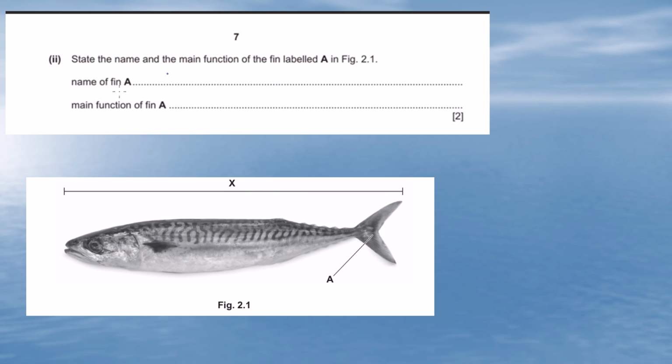So then we are asked to name the fin, and it's a caudal fin. And the main thing it does is provide thrust, or forward movement, of our fish.